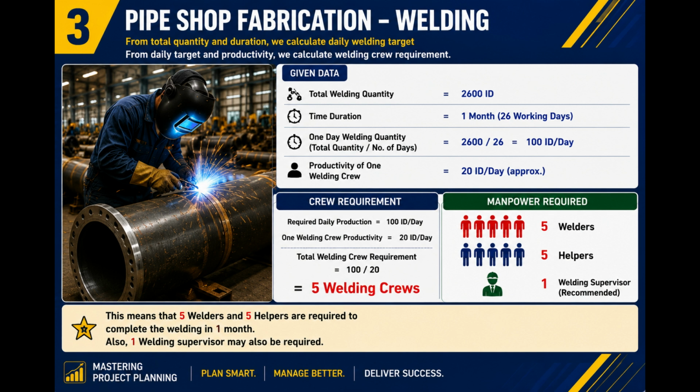Now one welding crew can do 20 inch area per day. So then your total welding crew requirement will be 100 inch area divided by 20. That means we need 5 welding crew. This means that we need 5 welders and 5 helpers which are required to complete the welding in 1 month.